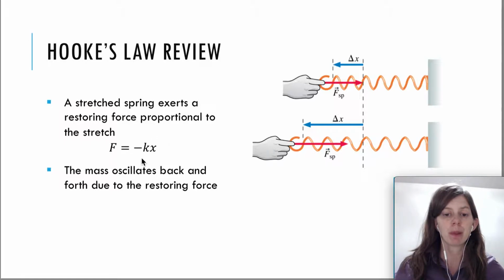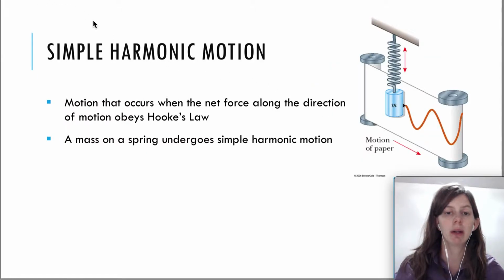So when you pull back on a spring, it's going to oscillate back and forth due to this restoring force. This is a new word here. We're just saying restoring force because it's trying to bring the object back to that rest position or that equilibrium position. So now we're ready to talk about simple harmonic motion.